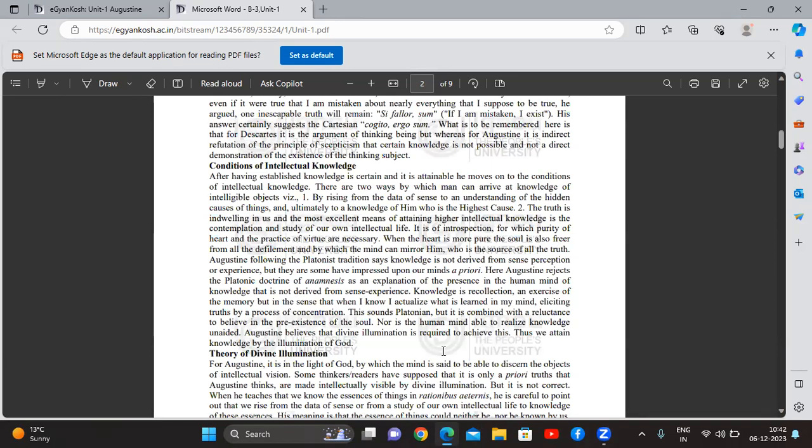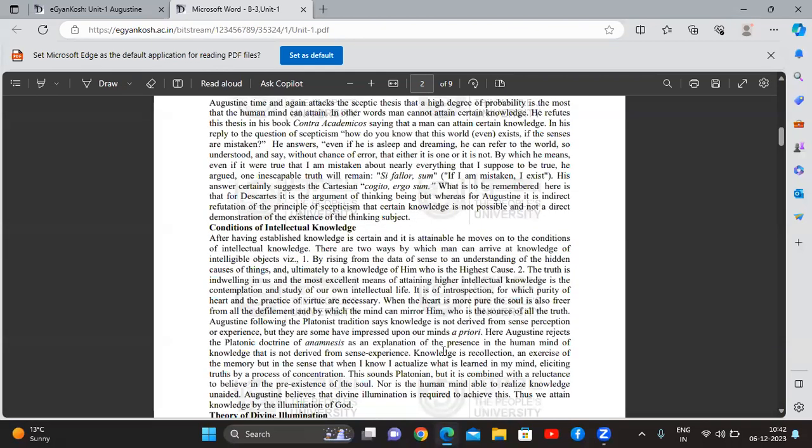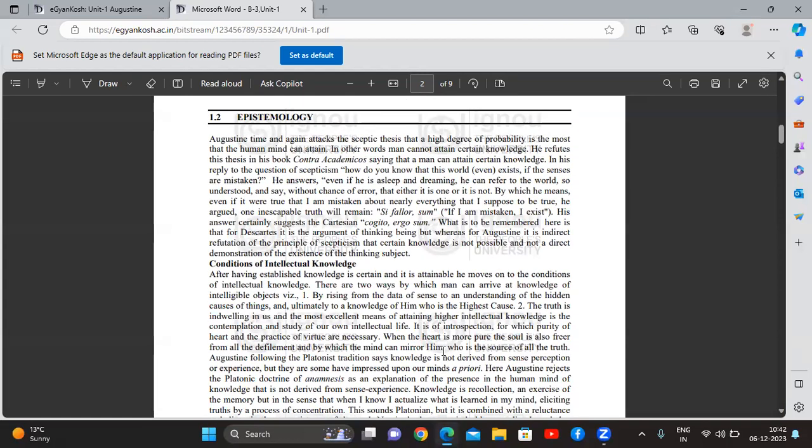Augustine, up here the skeptics would argue with Augustine that how can you be sure about the world? How can you be sure about the world's existence if the senses are mistaken? Full stop.